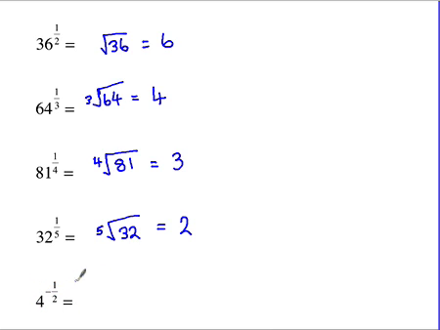This one at the bottom involves a bit of skill from what we did last time. It's got a negative index. So if I know that it's a minus, I can write that as 1 over. So I've got 1 over 4 to the power of a half. And I know that 4 to the power of a half is the same as the square root of 4, and the square root of 4 is 2. So I'd call that a half.